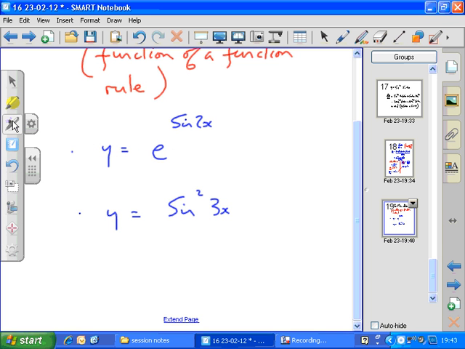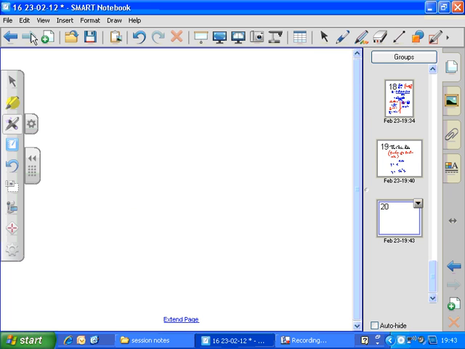Okay, so let's try both of these and work out what you'd have to do using the function of a function rule. So let's write down the rule. Mathematically, dy by dx equals dy by du times du by dx. In this particular rule, it's very unfortunate that y's and u's are used, because you've got to be very careful your y's and u's don't look the same. dy by du times du by dx. Make sure your y's and your u's don't look the same.